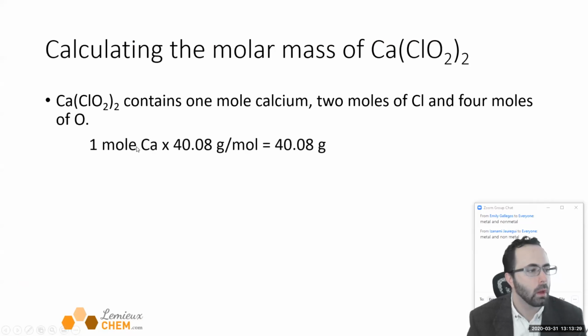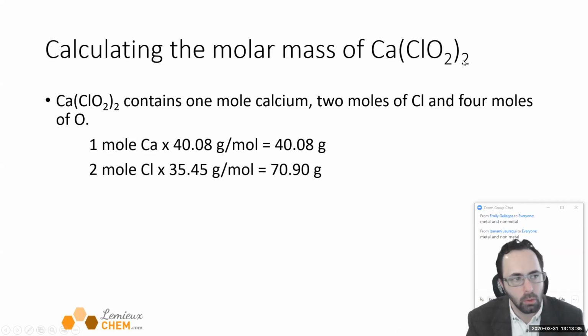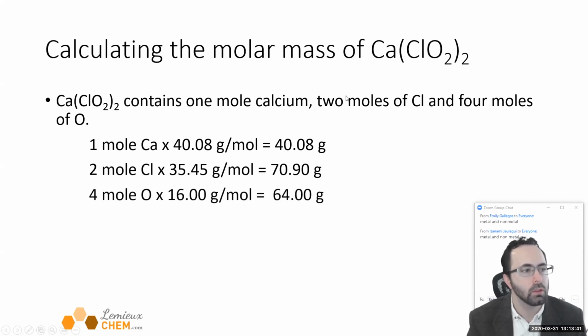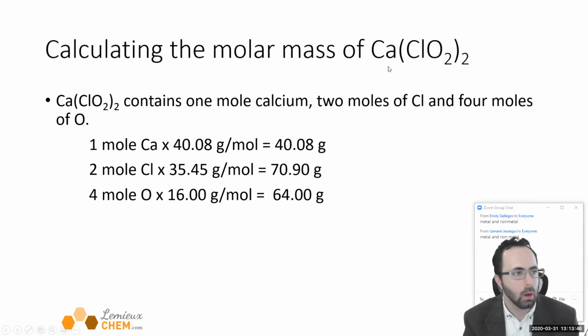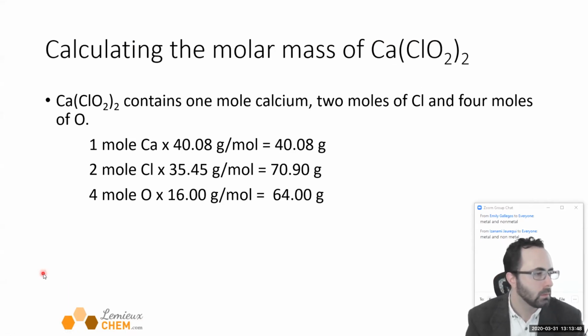So we got our 1 mole of calcium at 40.08 grams per mole. Our 2 moles of chlorine, 1 times 2 times 1, that's 2, at 35.45 grams per mole. And our 4 moles of oxygen, 1 times 2 times 2. That's 4 moles of oxygen. Okay, and that gives us 64 grams.